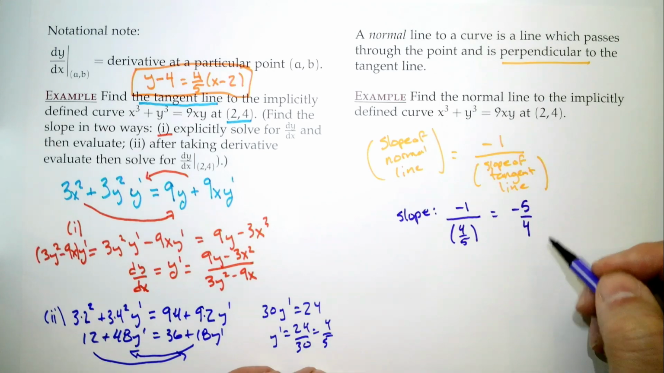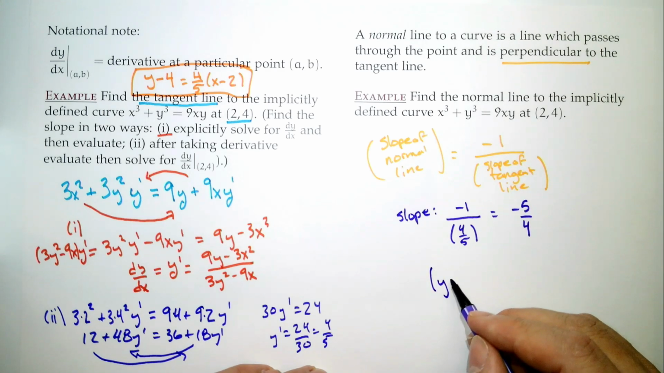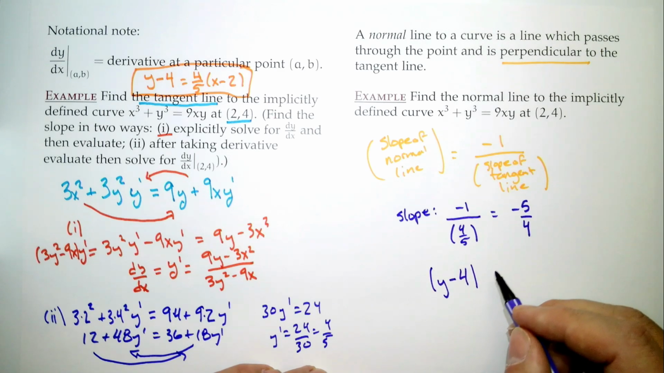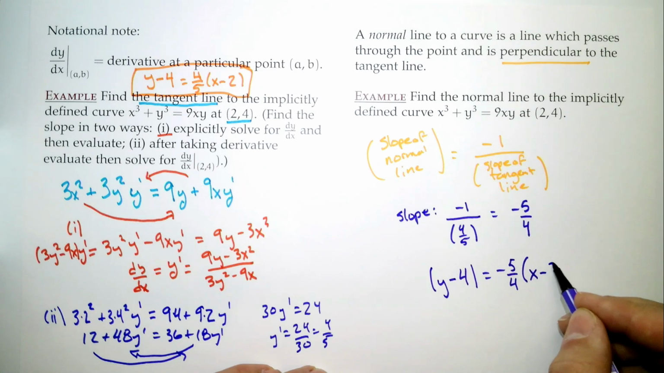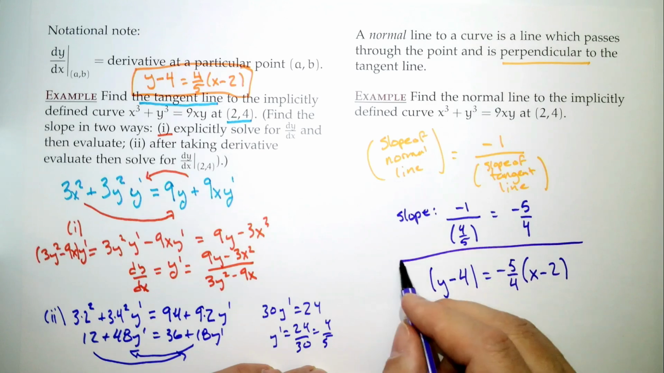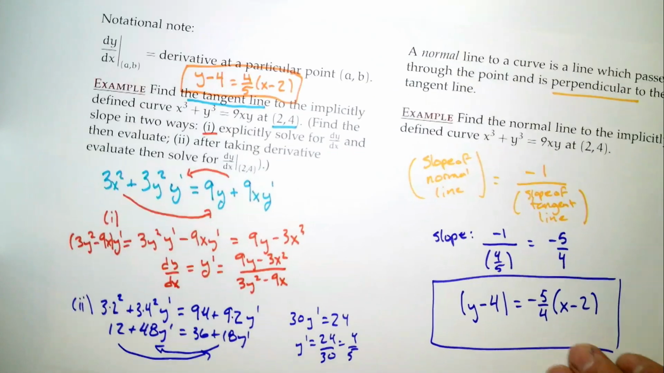And once we have our new slope, we still have the same point. So we get that y minus our y value is equal to our slope, negative 5/4, times x minus our x value. Not sure why I put parentheses there, but they're not wrong. And there you go. So finding a normal line is just as easy as finding a tangent line. It's the same amount of work. All right, well, that's good.